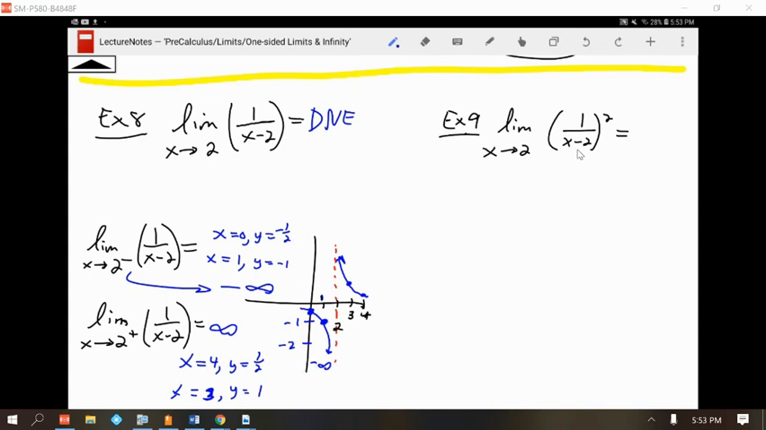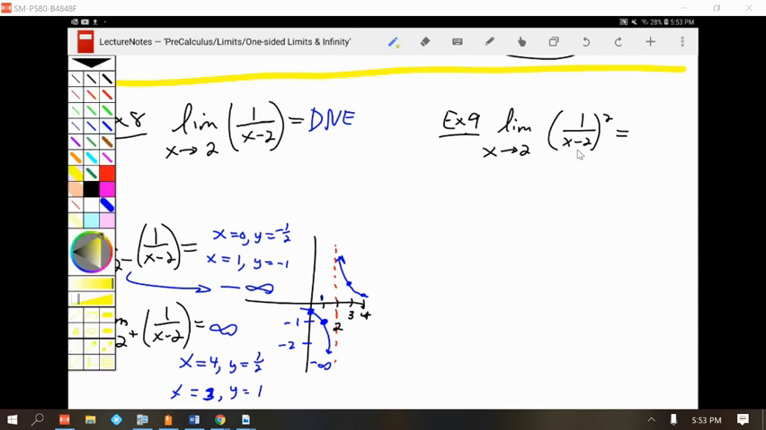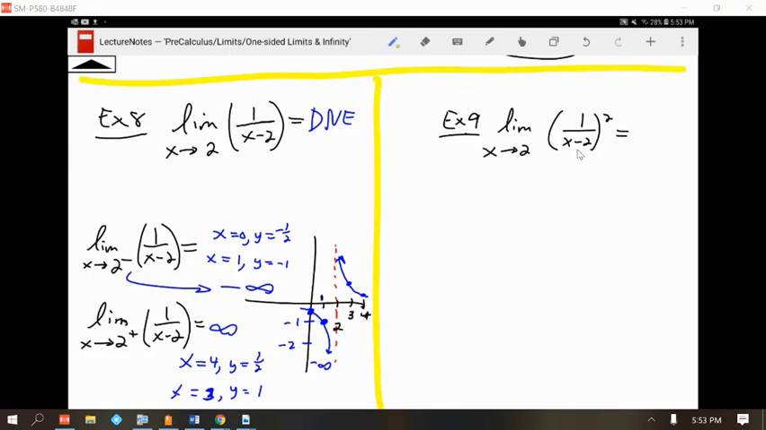Now, I made up example 9 on purpose because I don't want you to think that whenever you have a vertical asymptote, it's always DNE. Notice what's happening on 9. It's almost the exact same question, except it's squared. The fraction is squared.